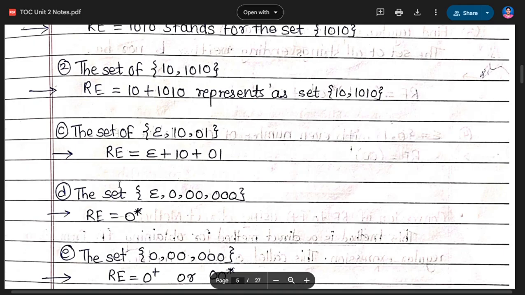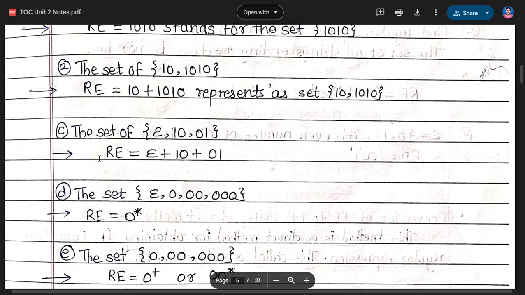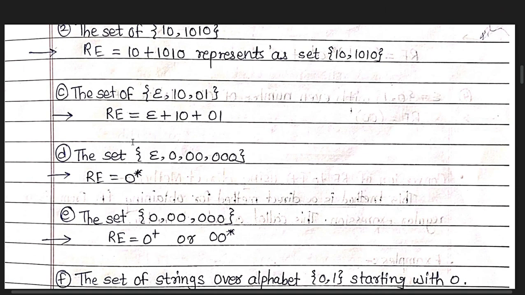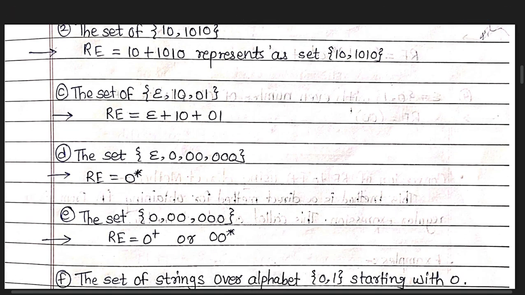Now the set of epsilon comma 10 comma 01. How will we write this regular expression? We write epsilon, plus means union, 10, union means plus, 01.